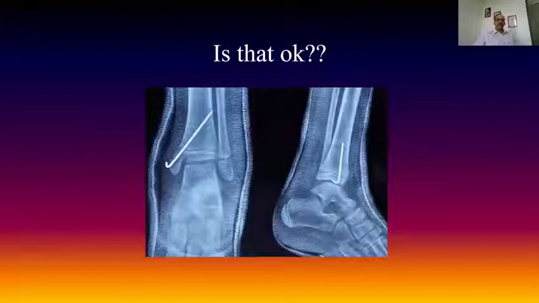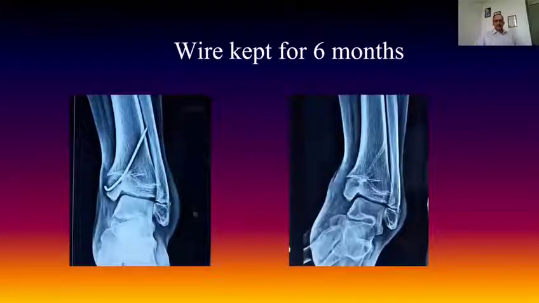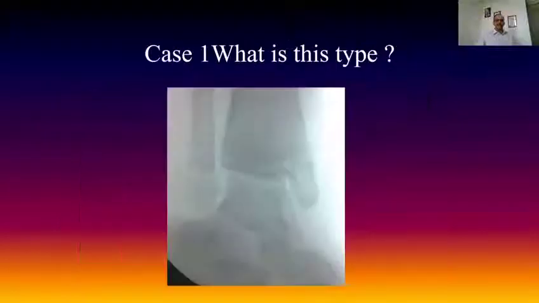Now this is what the surgeon did. The question is, is this good enough? Is this okay? If you look critically at this particular X-ray, you can see that there is an intra-articular step, and in addition to that, there's a single K-wire which has been passed. Unfortunately, he left the wire in for 6 months, and this is what the child ended up with: a physeal bar and a growth arrest, creating trouble for him in the future.